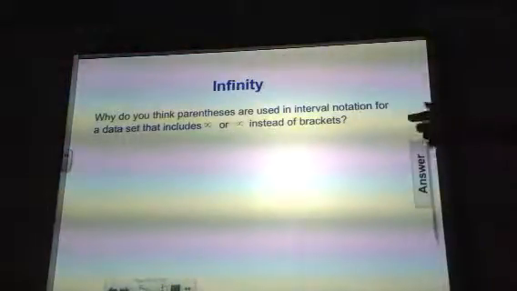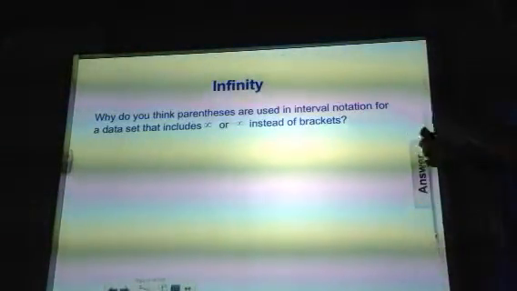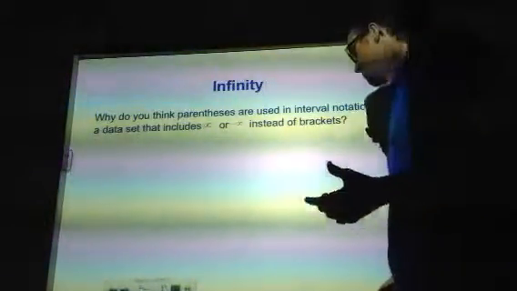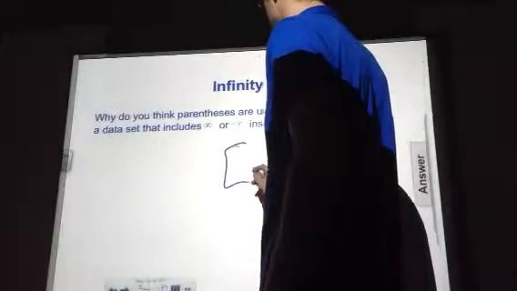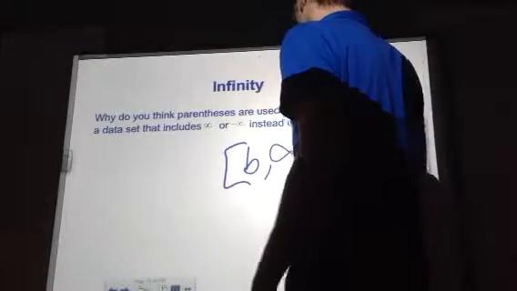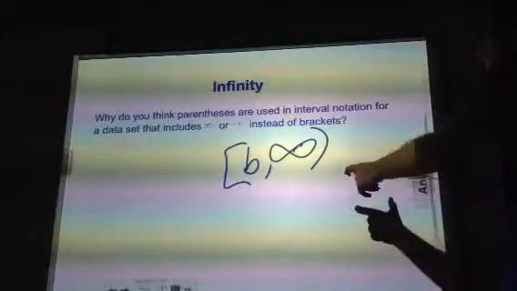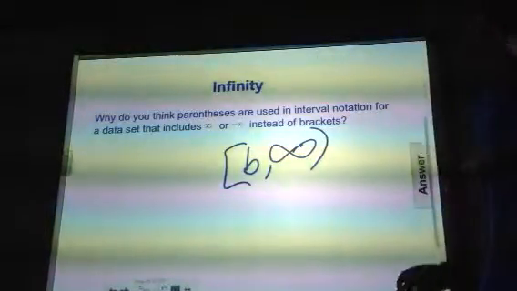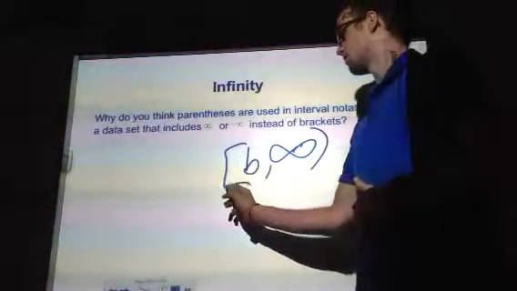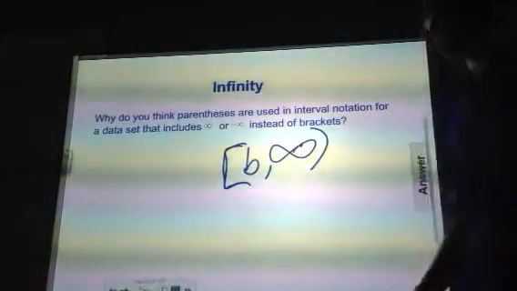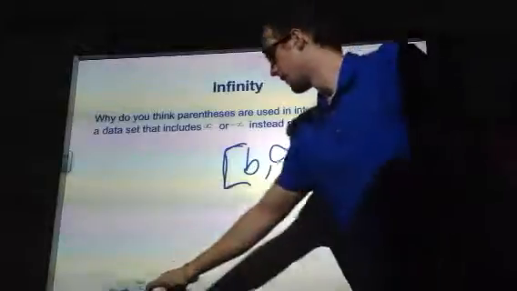If you notice, we always use parentheses instead of square brackets around infinity. On the last slide we had something like b to infinity, and we use a parenthesis for infinity. The reason is there's not a specific number we want to include at the end of it. Whenever there's a specific number we want to include, we use square brackets. There's not a specific number to include in infinity. That goes on forever, so we use a parenthesis.